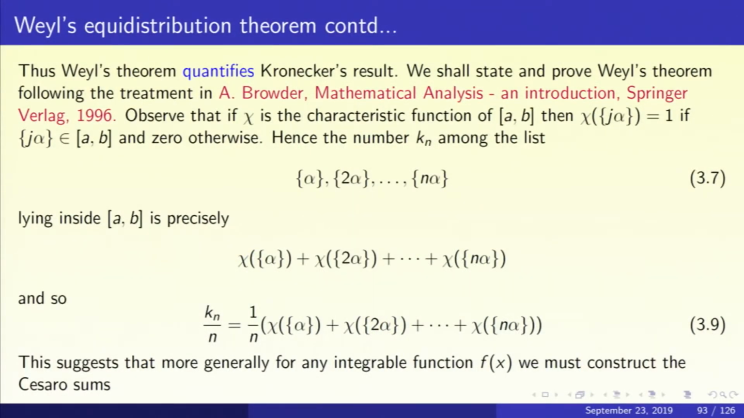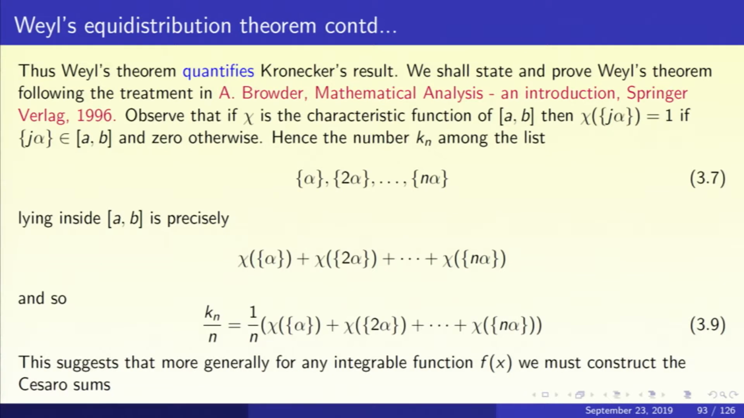So now let us take the characteristic function of the interval (a, b), namely chi of t is 1 if t belongs to (a, b) and 0 if t doesn't belong to (a, b). The usual characteristic function of a set that you encounter in basic mathematics. Then what is the characteristic function of the fractional part of j alpha? That will be 1 if the fractional part of j alpha lies in (a, b), and 0 otherwise.